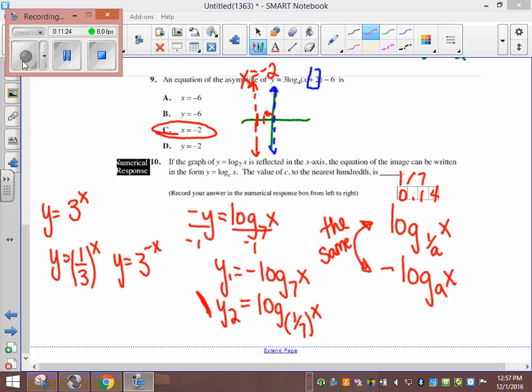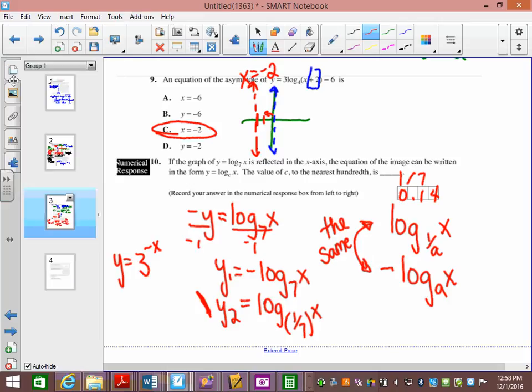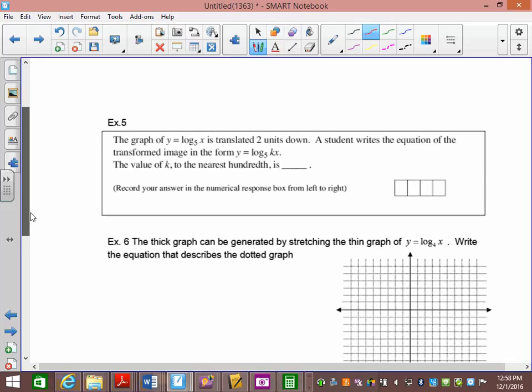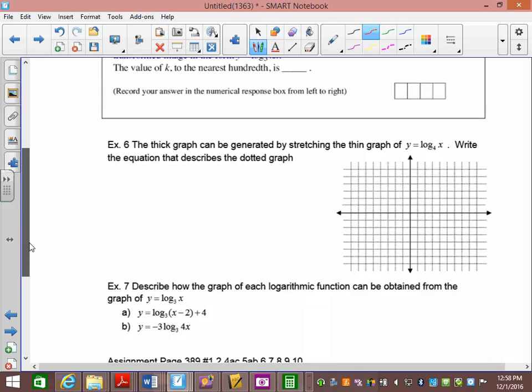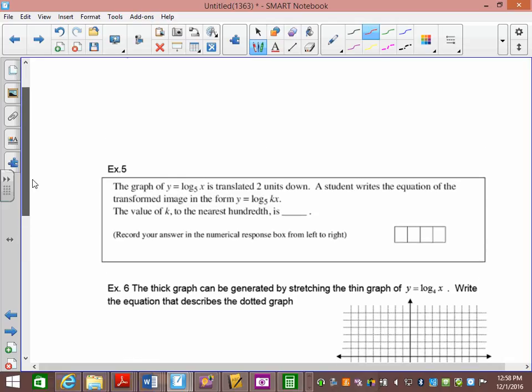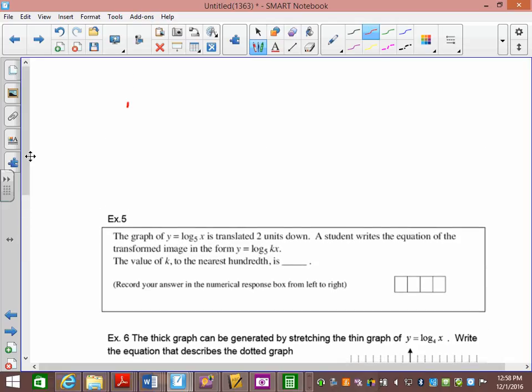Then flip over. Okay, I just want you to do example 5, please.